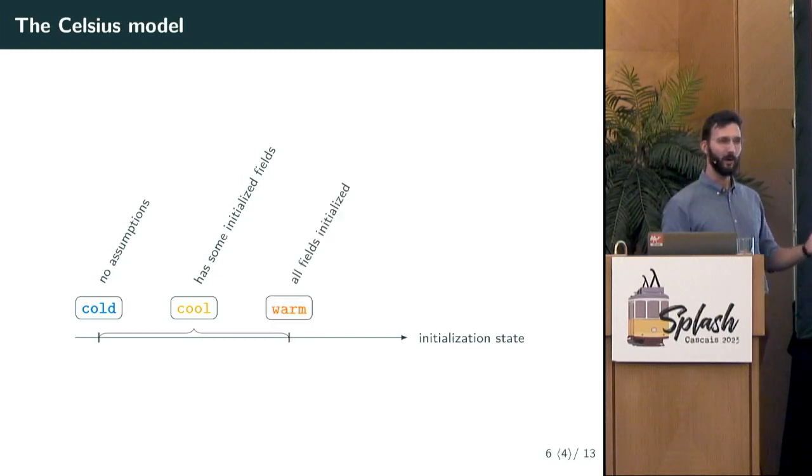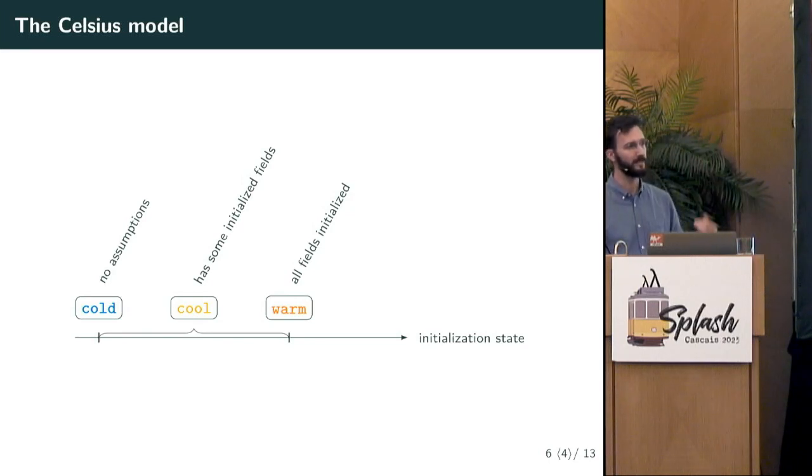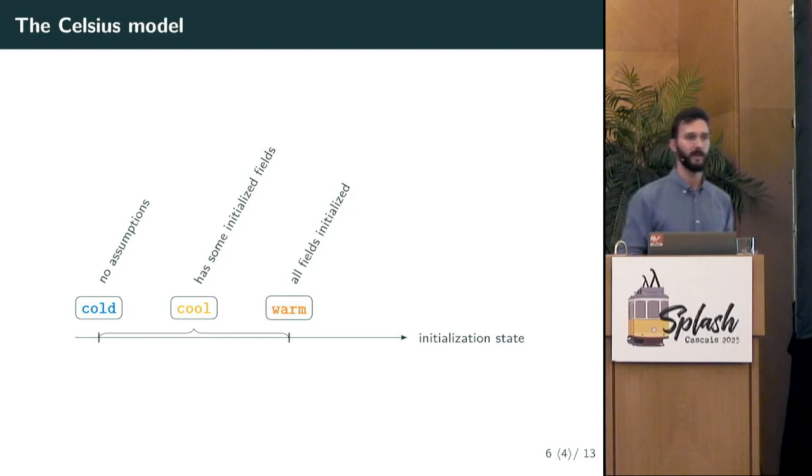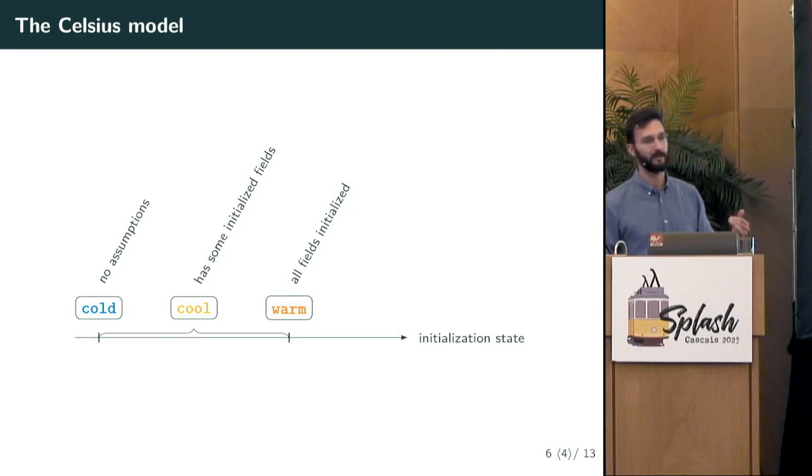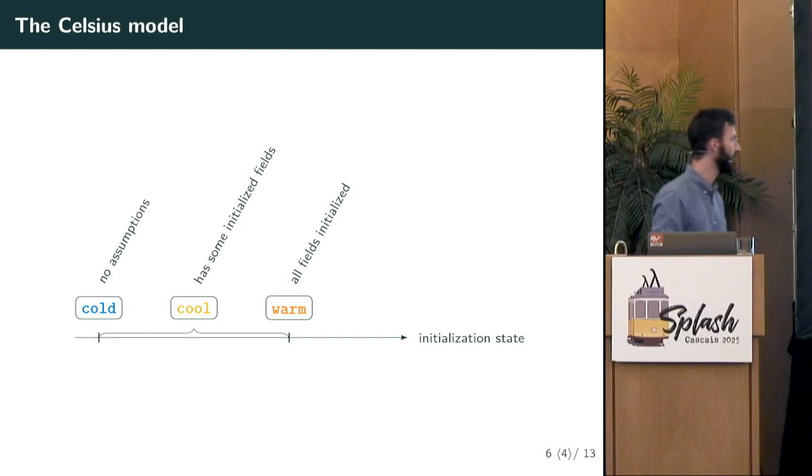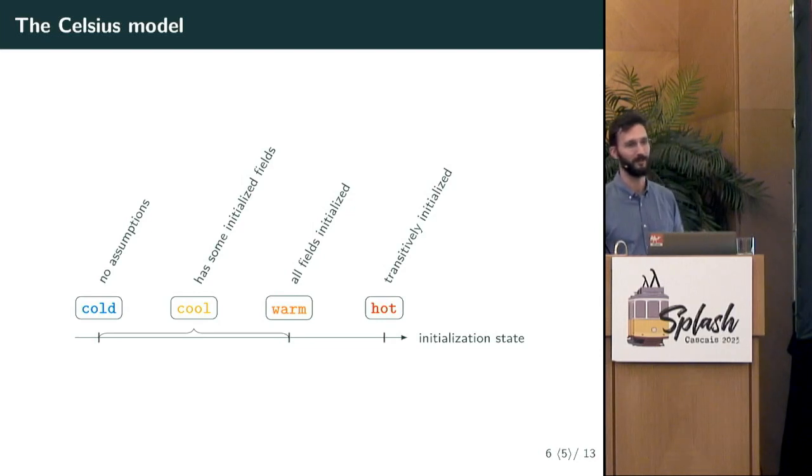And the thing is, a warm object is not ready yet. It does not fulfill its class specification yet because it might still have a cold object inside one of its fields. So using a warm object might still be unsafe because you might still transitively access an uninitialized field. Initialization is really finished when you have a hot object, and you can only reach transitively objects that are fully initialized. Okay, so that's it for the Celsius model.